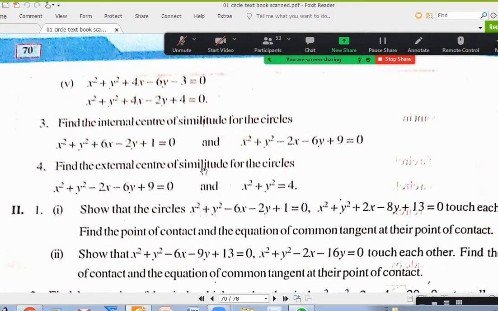Okay, section 1, questions 3 and 4. Anybody any doubt? Finding internal center of similitude and external center of similitude? No, sir, no doubt.